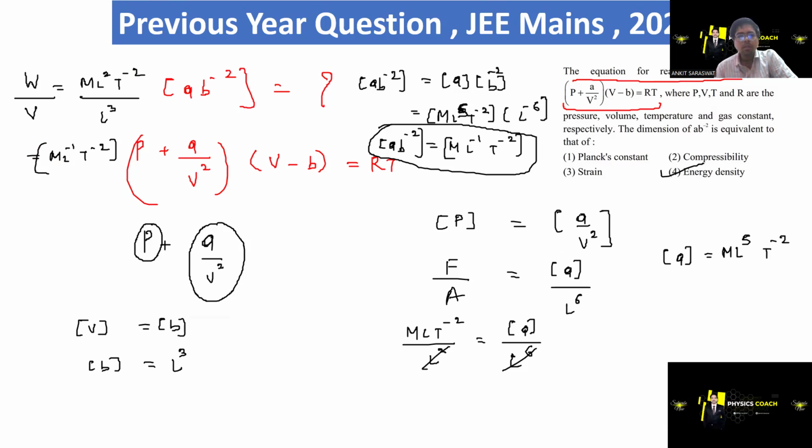So we have used the principle of homogeneity: two physical quantities can be added or subtracted together only when they have the same dimension. When they have the same dimension, they are dimensionally homogeneous. Okay, I hope this doubt is clear.